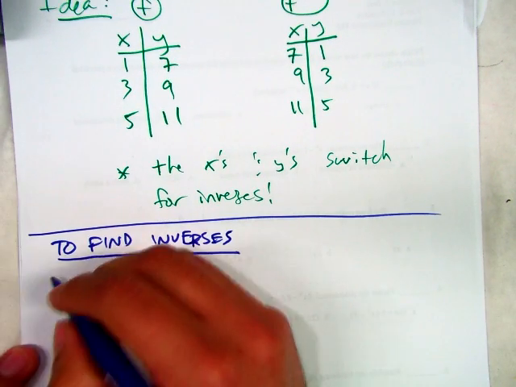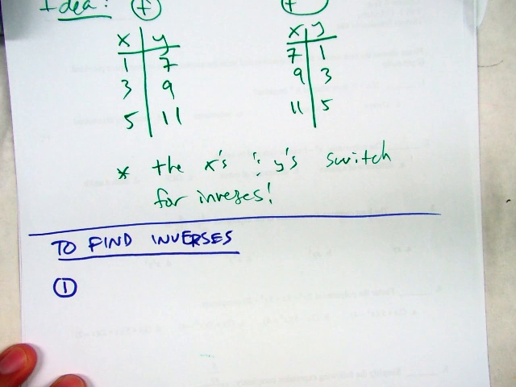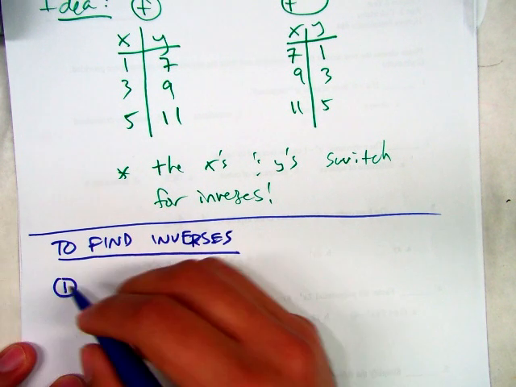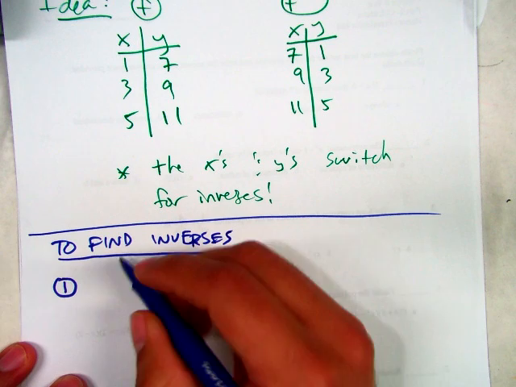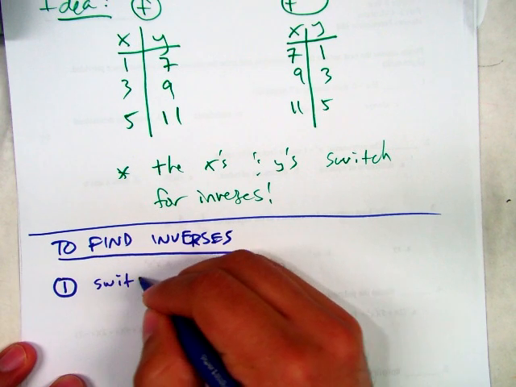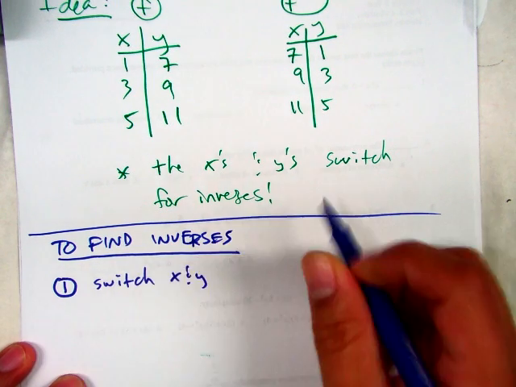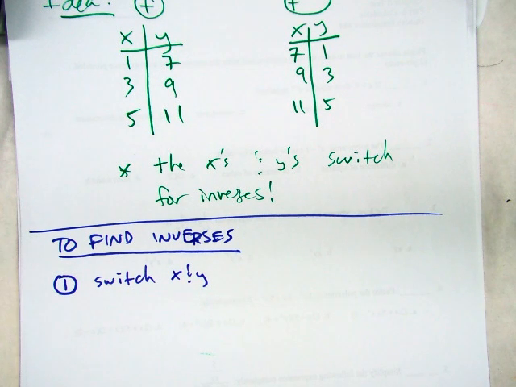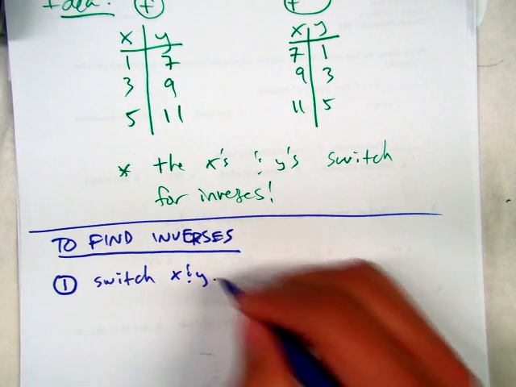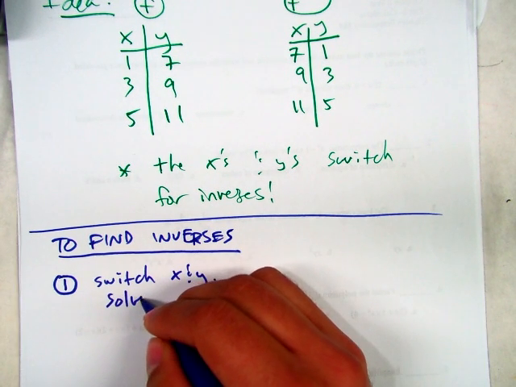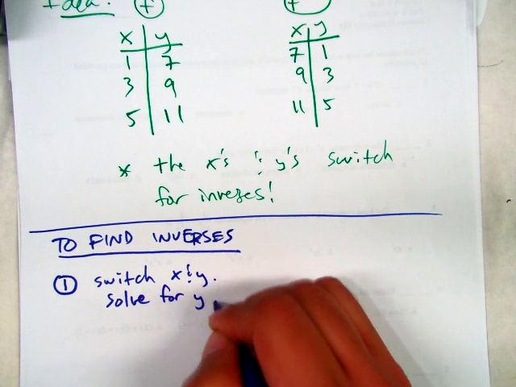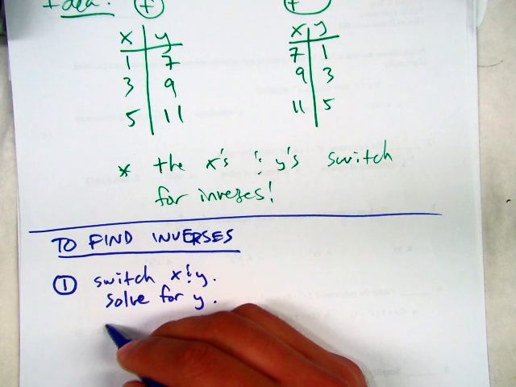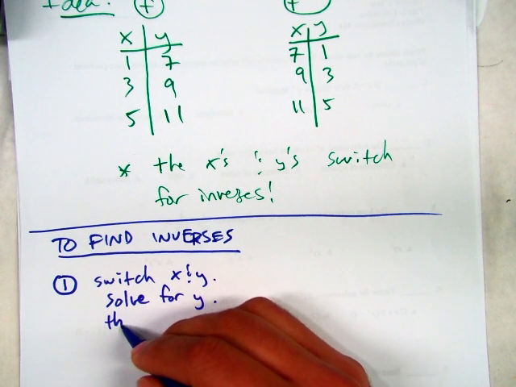The most traditional method is to switch x and y, because that's what happens. We saw that up here and with the bubbles, how everything just flips around. Then you solve for y. And whatever your answer is, this is your inverse.